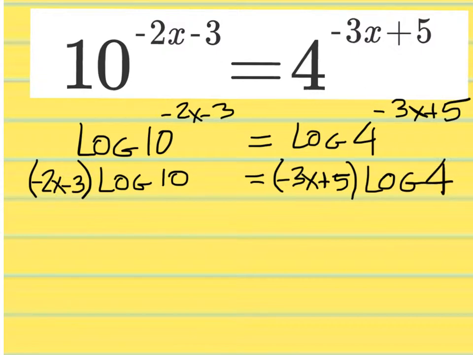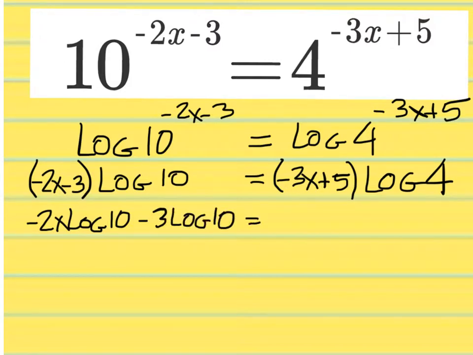You're going to have to distribute the log 10 through the parentheses. So you should have a negative 2x log 10 minus 3 log 10. Then on the right side, distribute the log 4 to get negative 3x log 4 plus 5 log 4.